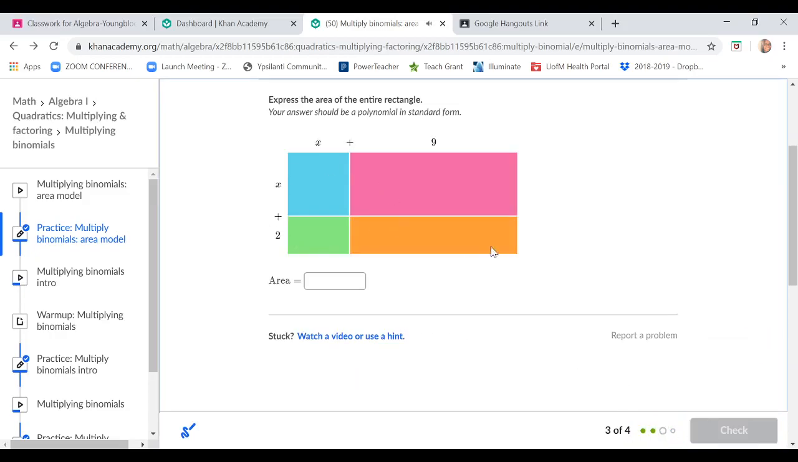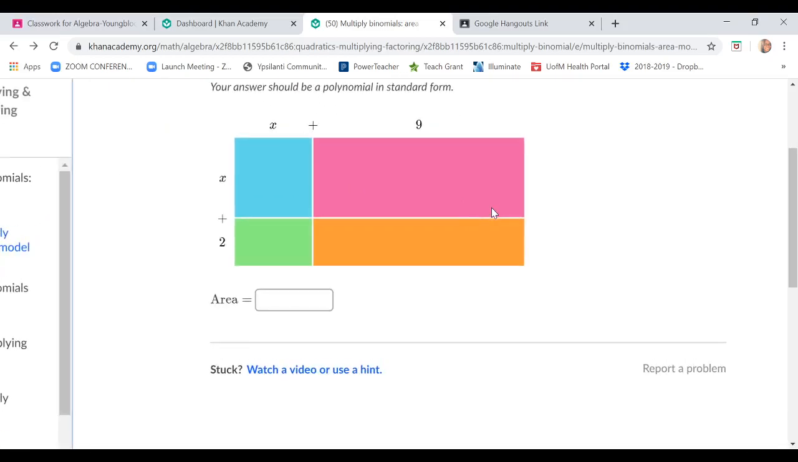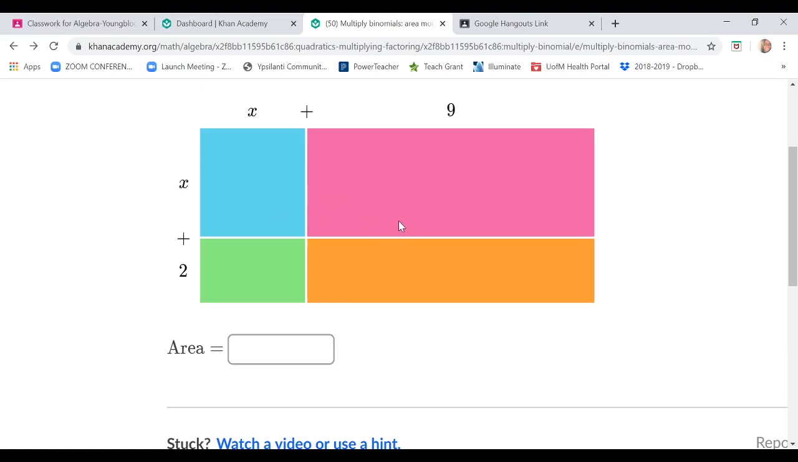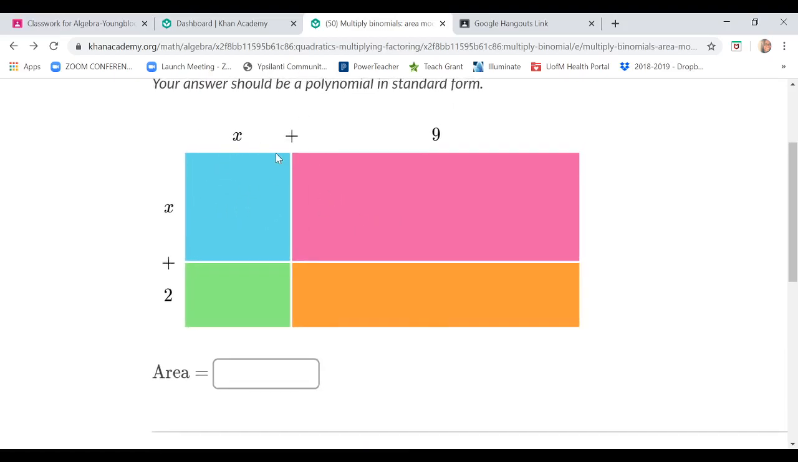So now for this third problem and the fourth problem for this set, I'm actually just going to do it here in this screen. Again, if you need additional help with the boxes, you can feel free to reach out to me. So again, we're multiplying for this one, x plus 9 times x plus 2.